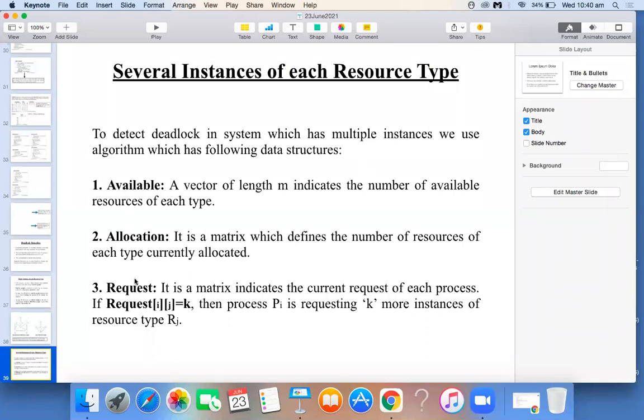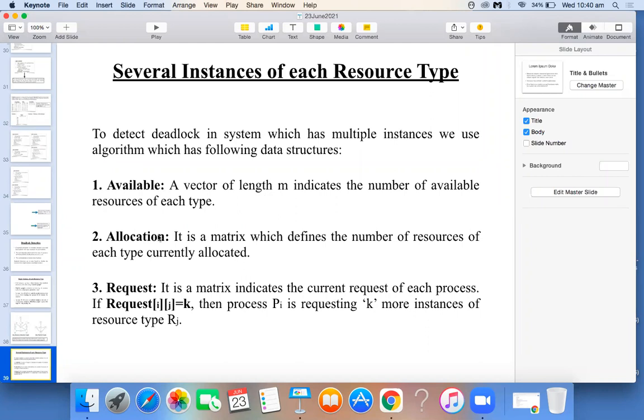Okay, so these are the variables we are going to use in that particular algorithm. The first one is the available vector. This indicates that there are m number of resources available in the system. That's what available indicates.